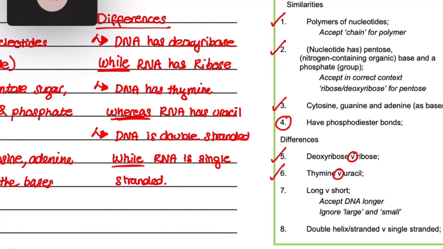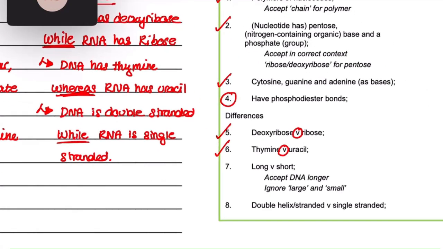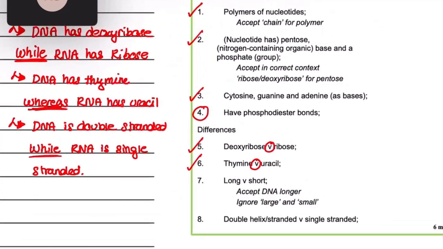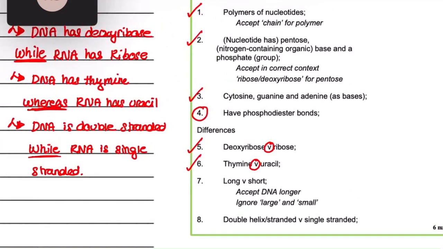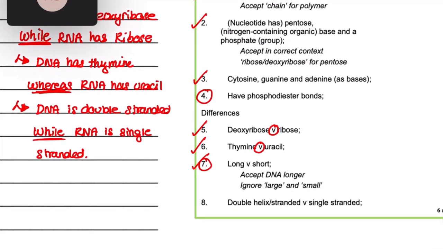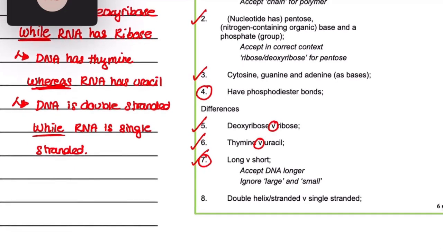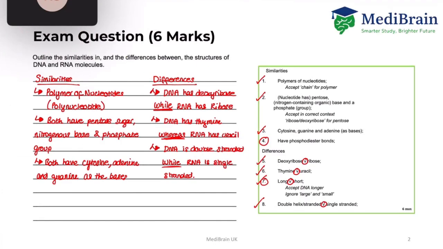You need to state what each one has, just so the examiner knows that you know what each one of them have, and you know you're making a comparative difference rather than just guessing what the answer is. Okay, one is long versus short. We never really stated that long versus short, but DNA is longer, whereas RNA is shorter. And then we've got DNA has a double helix, or DNA is double stranded, versus RNA, again, which is single stranded. Okay, and that would give you 6 marks for that answer.